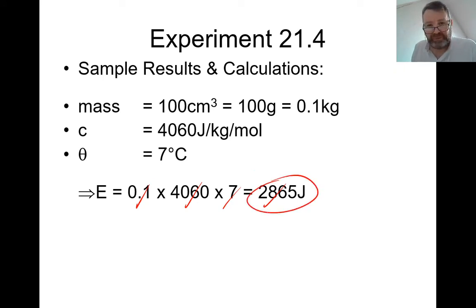Now that's a long way away from my 57,000. But please remember that the energy that's been given out here is the energy given out by 0.05 moles, because we only used 50 centimeters cubed of a 1 molar acid. And 50 centimeters cubed of a 1 molar acid only contains 0.05 moles. So that means I would have to multiply this by 20 to figure out how much energy would be given out by 1 mole of the acid and base.